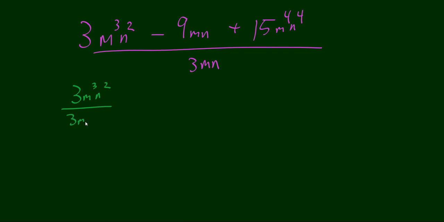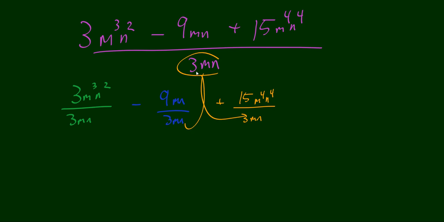over 3mn. My second one over still the same denominator. And my third one over the same denominator. This denominator here is here, there, and there. It's just a reminder to myself that it really is dividing this, this, and that. I can't just ignore that. I can't forget it.